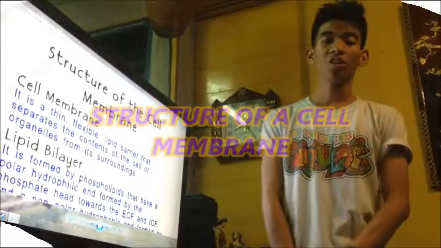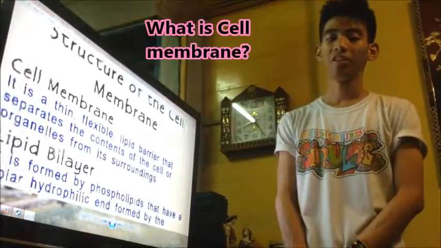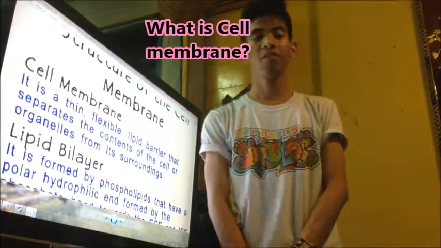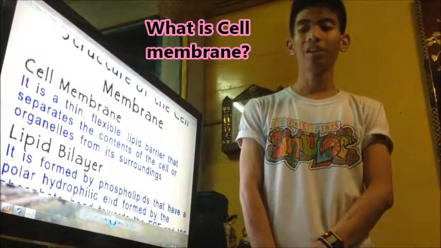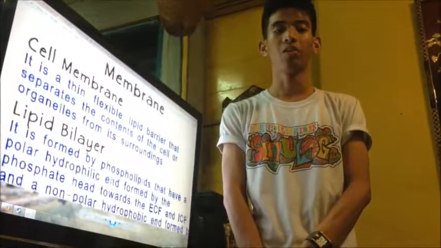About the structure of the cell membrane. First, what is the cell membrane? The cell membrane is a thin, flexible lipid barrier that separates the content of the cell or organelles from its surroundings.